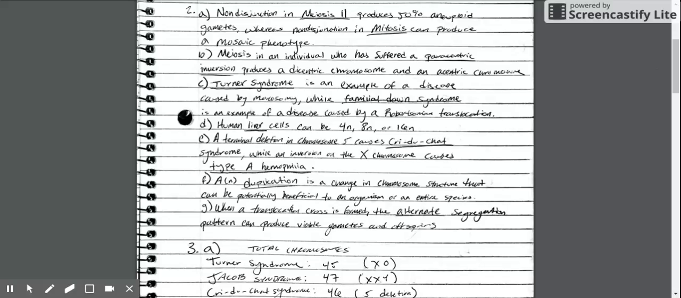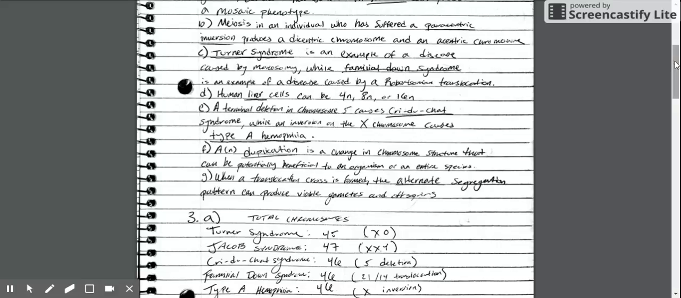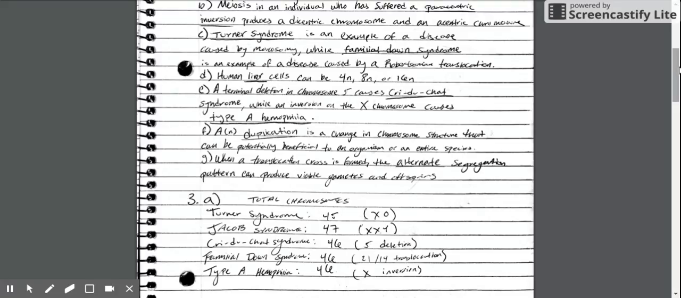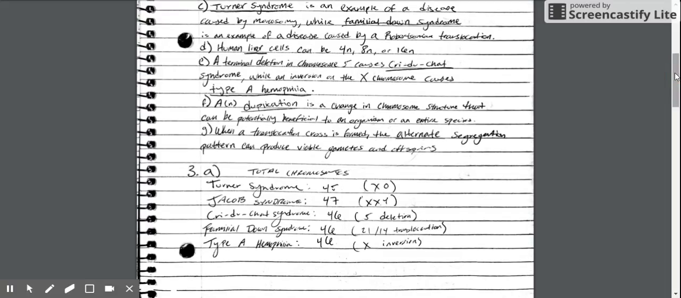And familial Down syndrome is different from trisomy 21 in that there's a translocation, that Robertsonian translocation, it says right here, between chromosome 14 and chromosome 21. D says human liver cells can be 4n, 8n, or 16n. Talks more about it in the notes. It's just talking about how there's benefits to certain organisms or certain cells in the human body as well, being polyploidy.